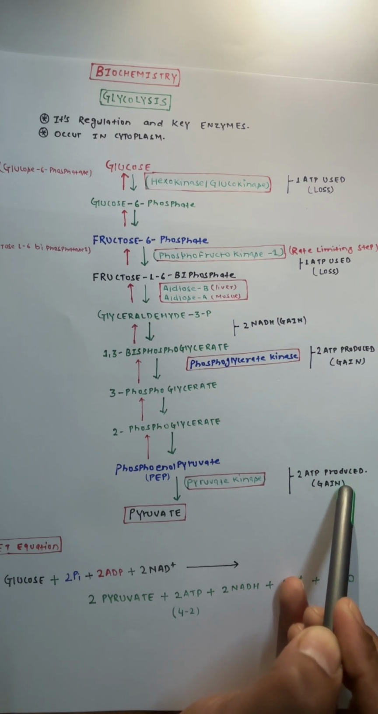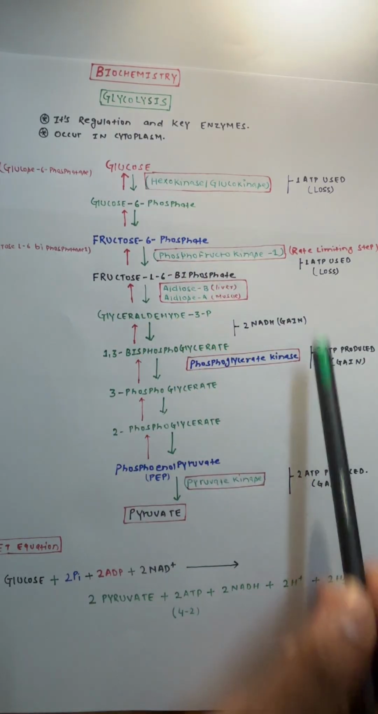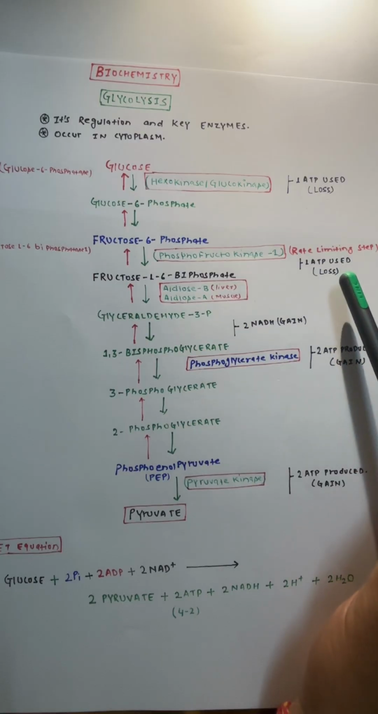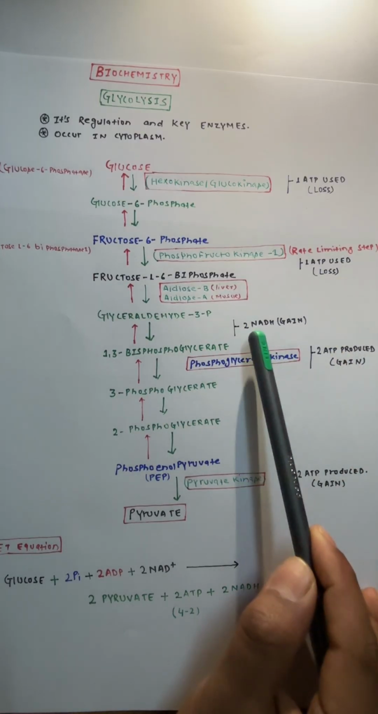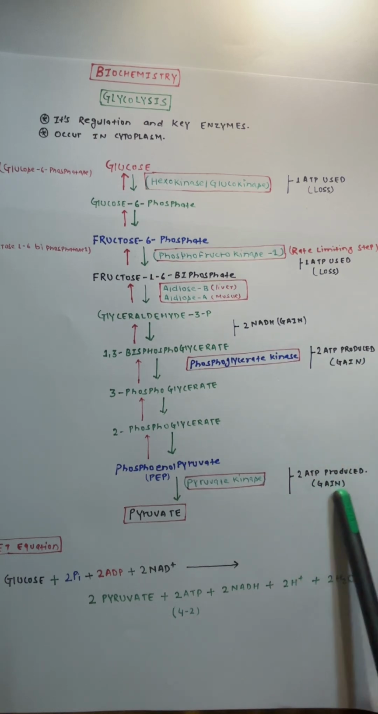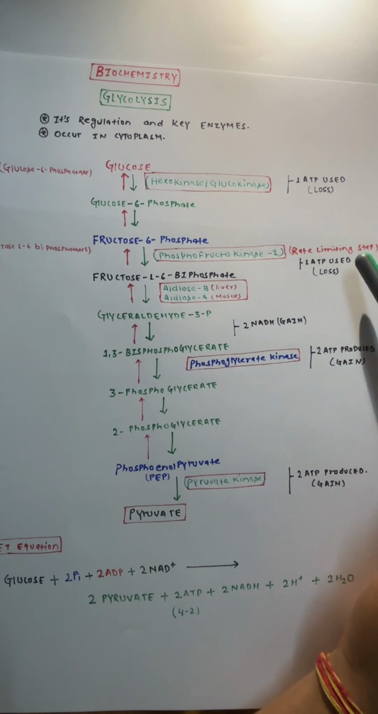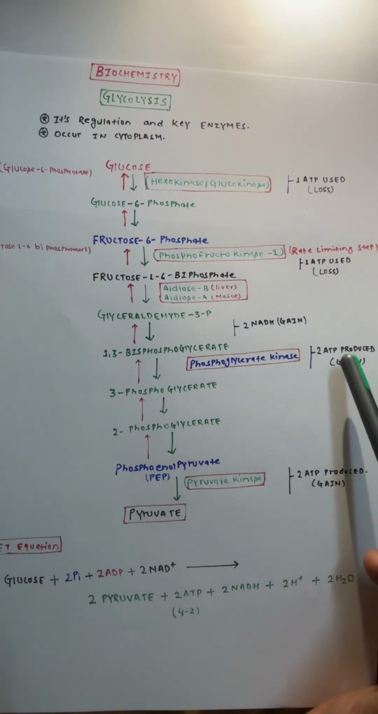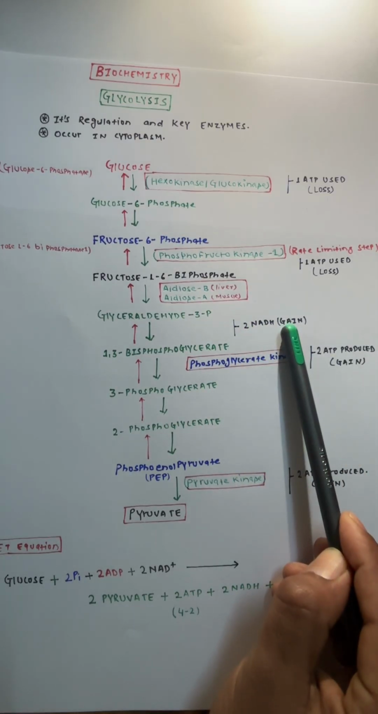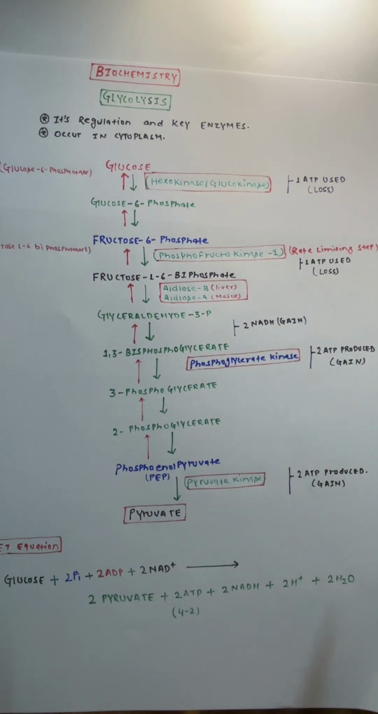While overviewing all the steps, we are losing 1 ATP here and 1 ATP here, but we are gaining 2 NADH here, 2 ATP here, and 2 ATP here. So the total loss of ATP is 1 and 1, so 2, and the total gain of ATP is 2 here and 2 here. So in total we gain 4 ATPs and 2 NADH in this cycle.